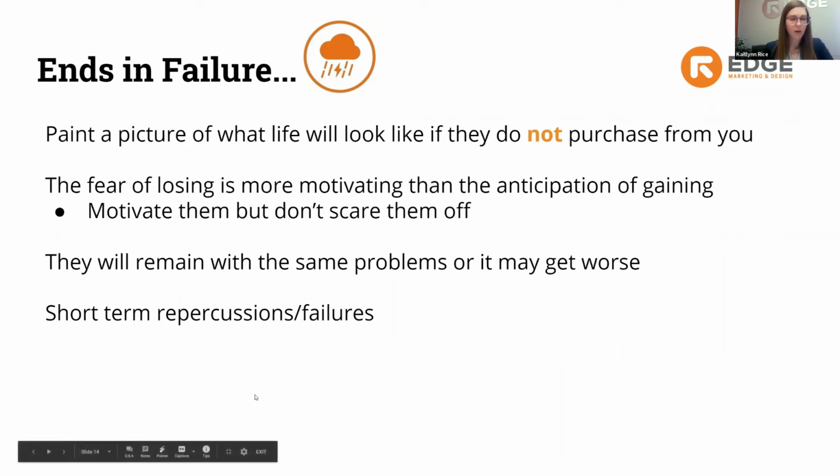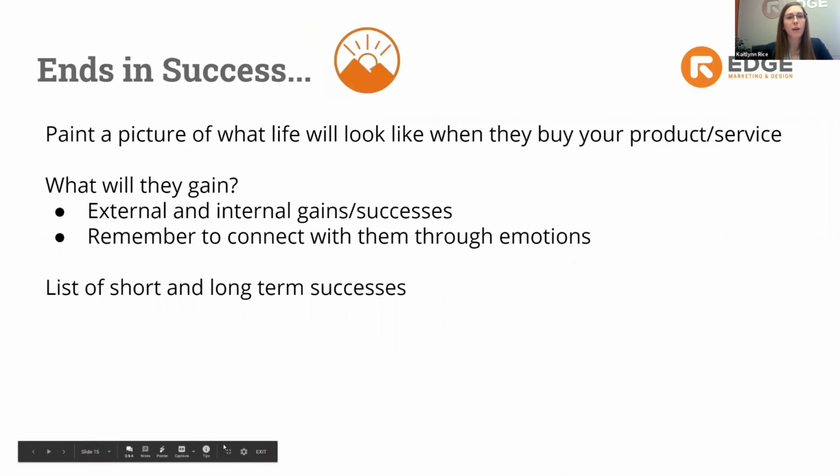And then on the opposite end of failure, we want to create a picture of what life would look like for your customer if they did buy your product or service. That would bring success for them. With success, opposite to failure, we do want to create a longer list of more long-term successes. You can create a list of short-term and long-term successes for them.